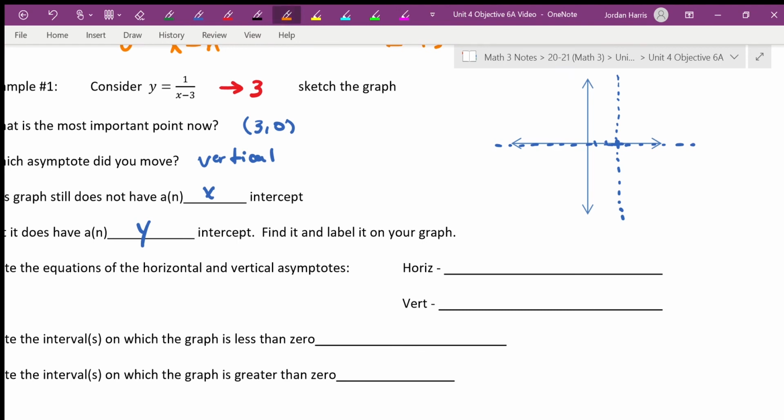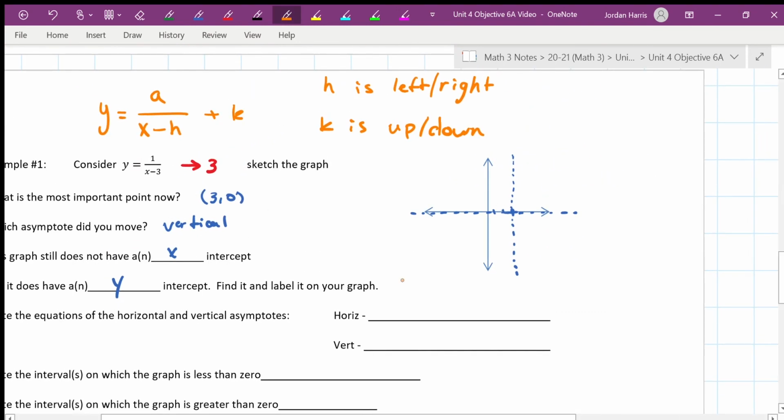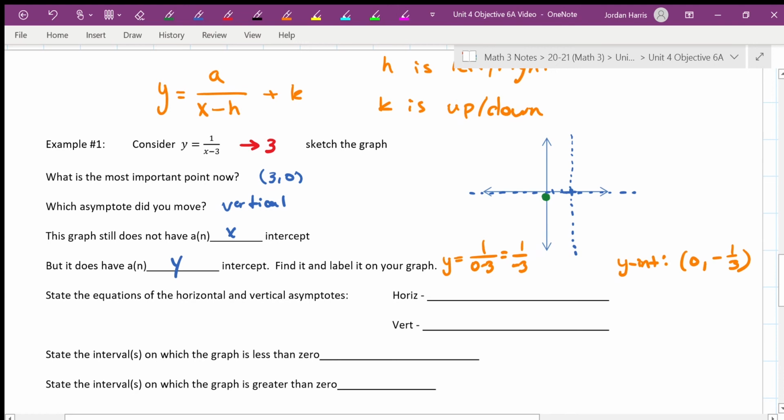All right, so we're going to set x equal to 0 into my equation right here. So y equals 1 over 0 minus 3, which is 1 over negative 3. So my y-intercept is 0, negative 1/3. I can graph that. About right there. Oh, I'll use a different color actually, just to clarify what are your asymptotes and what are points. So there we go.